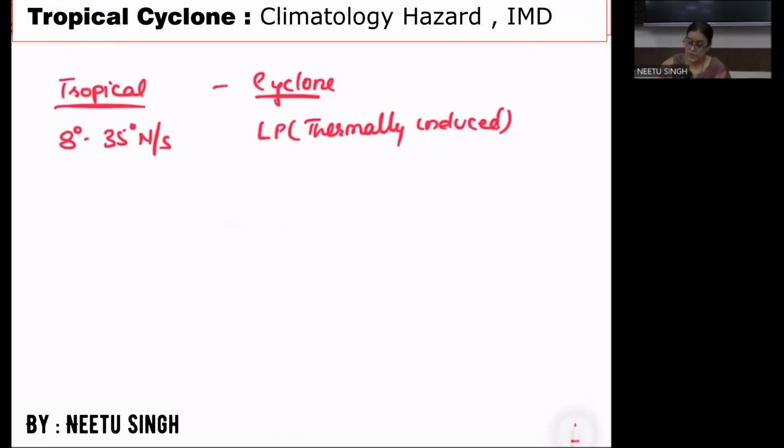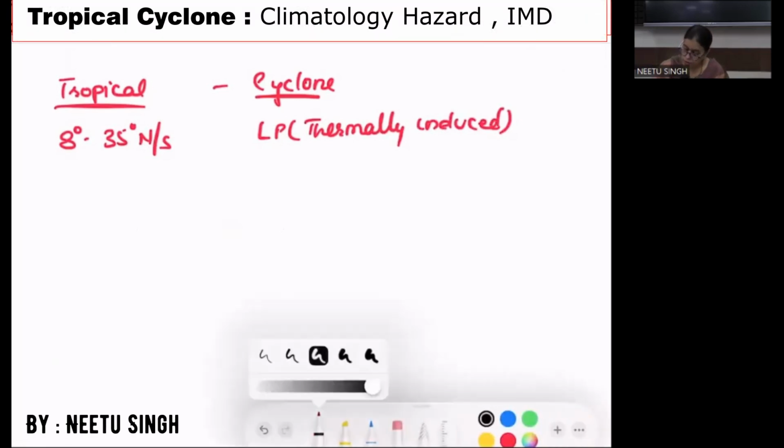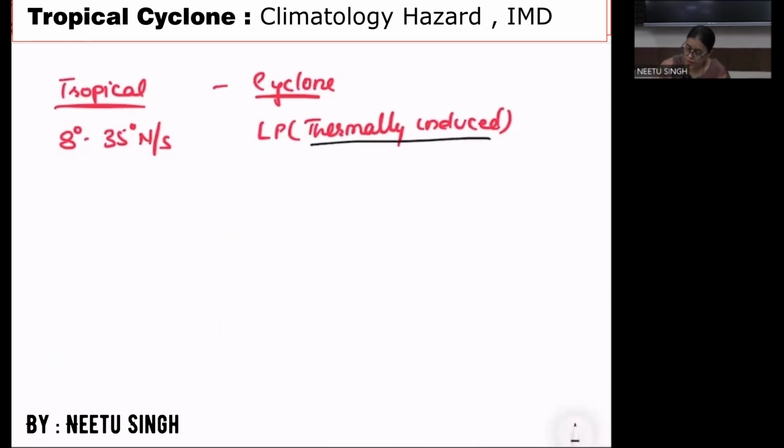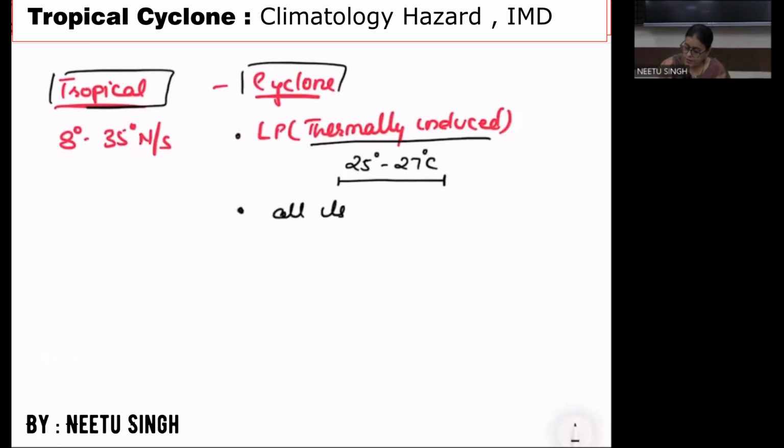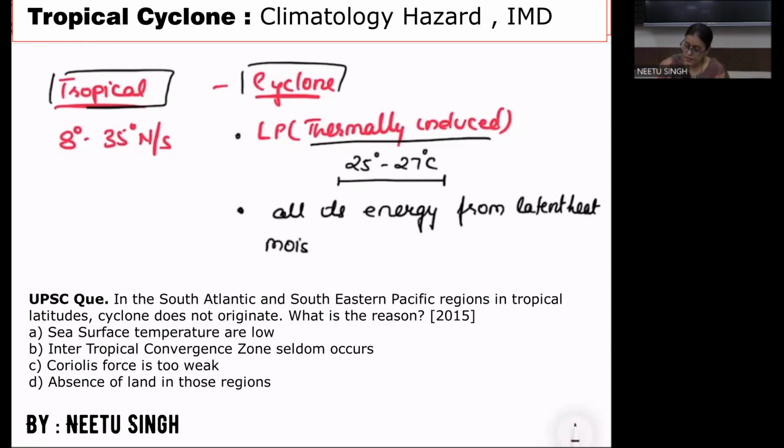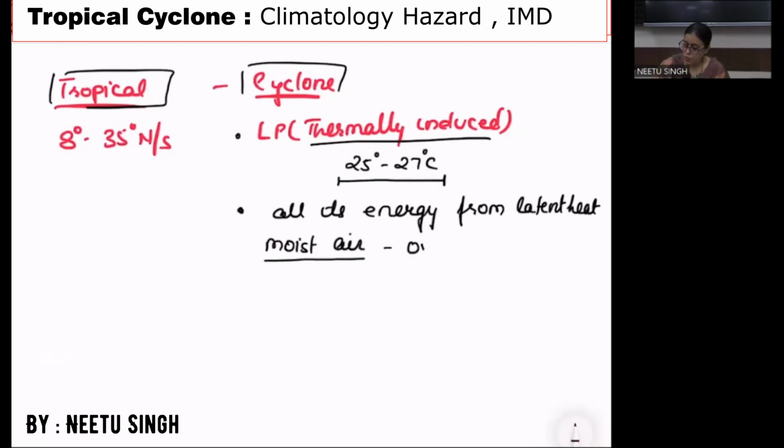You know, cyclone is low pressure that is thermally induced. So for thermally induced, you require temperature of 25 to 27 degrees Celsius. If I take this into consideration, what is the important factor for us to understand? Cyclone attains all its energy from latent heat. Recalling latent heat, you studied it in inversion. That is the reason it requires moist air, and that is the reason it develops over water bodies only.